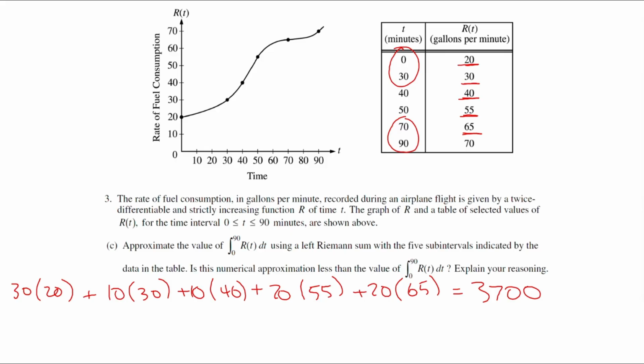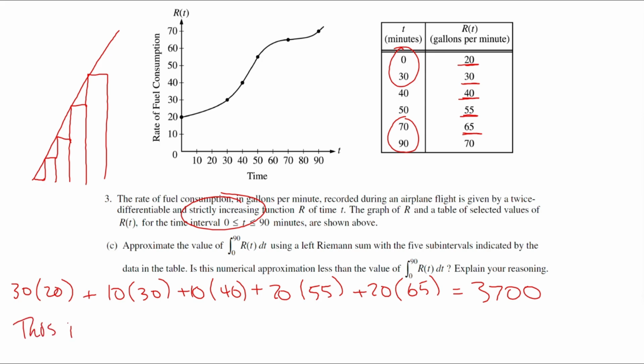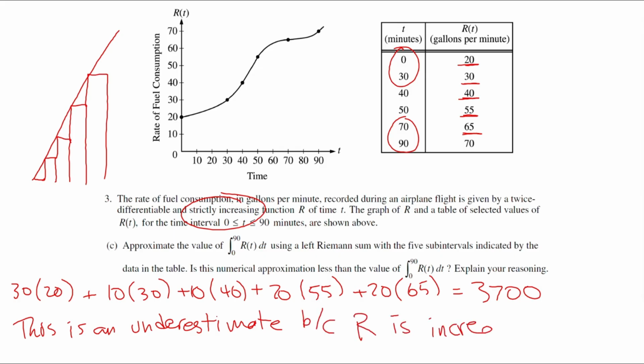And since we know that R is increasing, when a function increases, the left rectangular approximations always lie under the curve. So we can say that this is an underestimate because R is increasing. So that is worth 2 points: 1 for the value and 1 for underestimate because it's increasing.